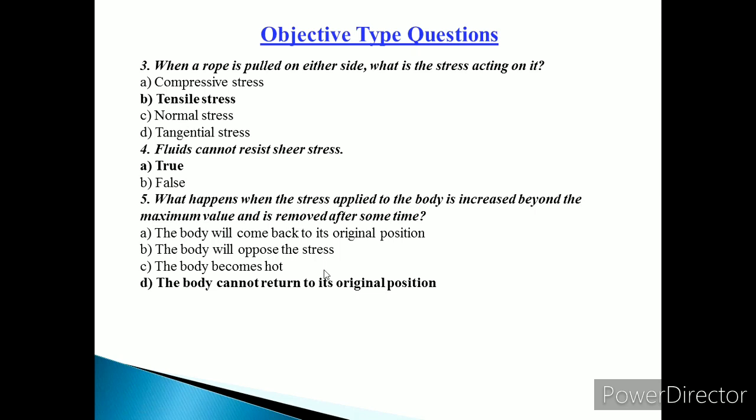And the fourth one: fluids cannot resist shear stress. Is it true or false? The answer is true. What is the reason? What happens when the stress applied to the body is increased beyond the maximum value and is removed after some time? The answer is the body cannot return to its original position. This is already discussed, and also you have to write your answer as an assignment.